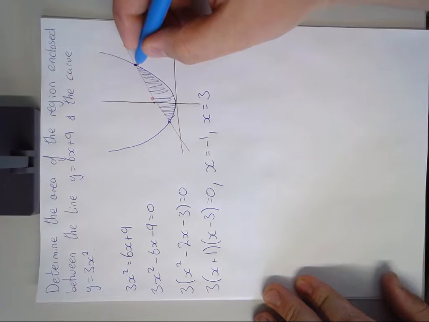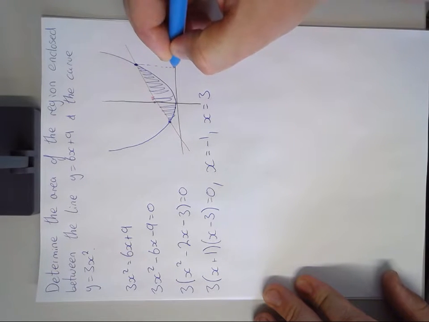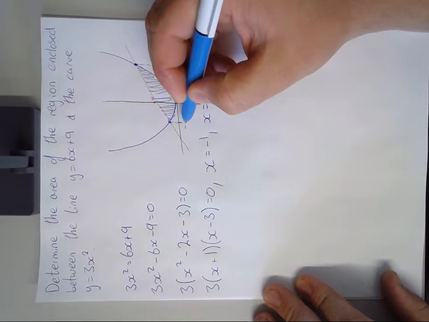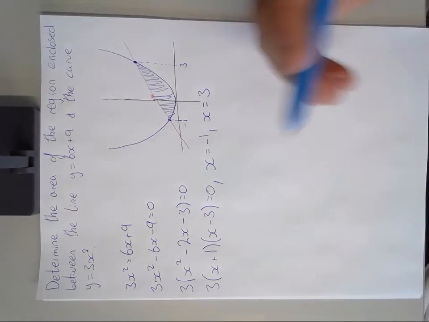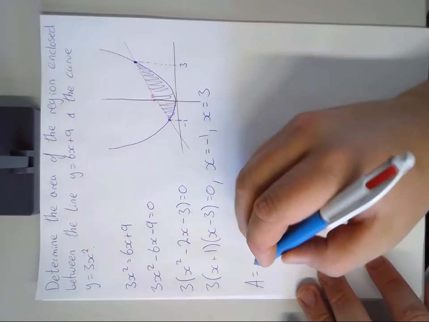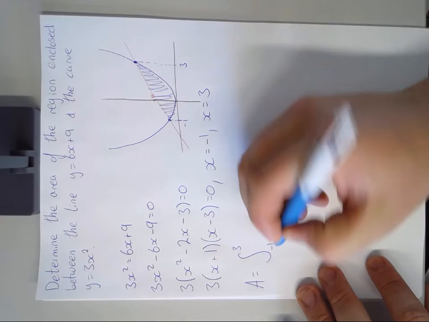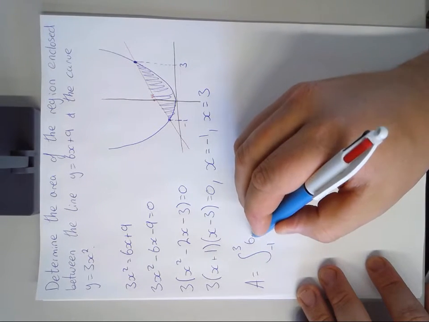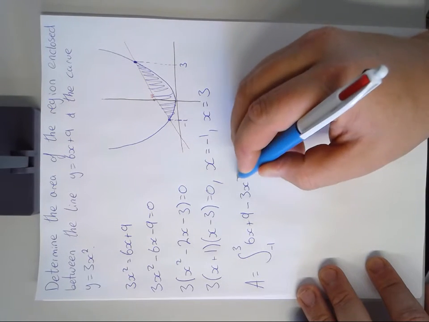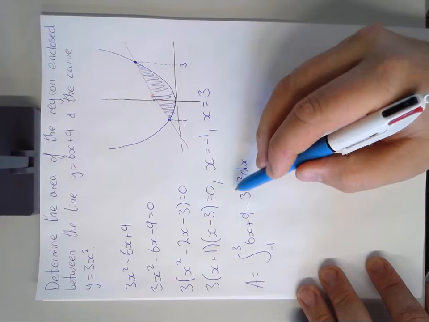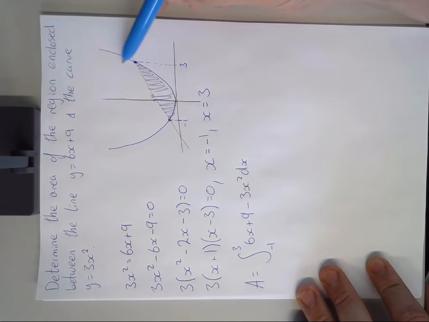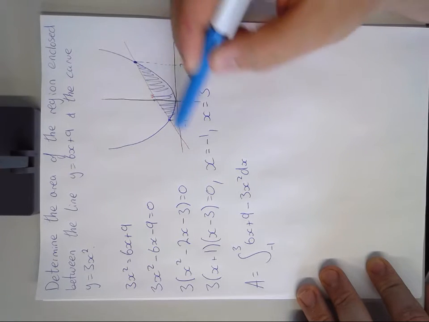So we know this point here, if I track that down to here, that's going to be the point positive 3, and this point here is going to be the point negative 1. Now that I've got those 2 points, I can then set up my integral to know the area between 3 and negative 1 of 6x plus 9 take 3x squared dx. The reason this quadratic is being subtracted is because it is below my linear line.